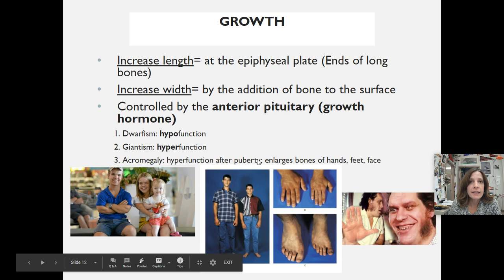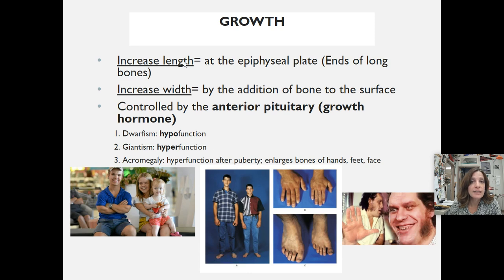All right, so bones can grow in a couple ways. They can increase in length at the epiphyseal plate, or you might have heard your doctor talk about your growth plate. Some people, if they break a growth plate while they're still growing, it turns into bone and it doesn't grow anymore. And so your arms, or your feet, your legs, I'm sorry, could be different lengths. So that's the epiphyseal plate. That's the growth plate.